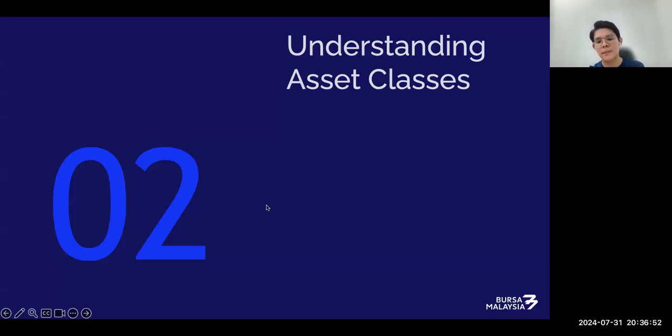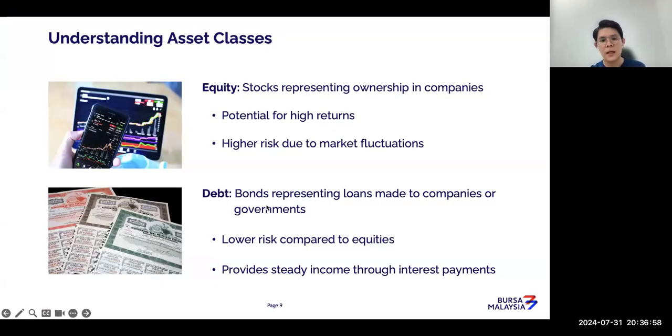So the second part, let us understand what the asset classes are. Actually, there are two asset classes we need to know. The first one is equities. What is equities? Equities refer to stocks, which represent ownership in companies, like what we trade in Bursa Malaysia or the US. The stocks we bought, like Nvidia or Maybank, all these are classified as equities.